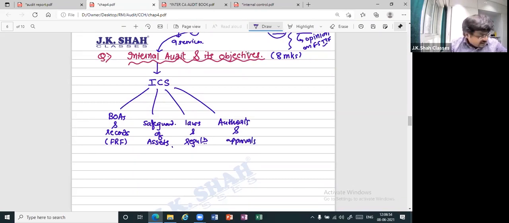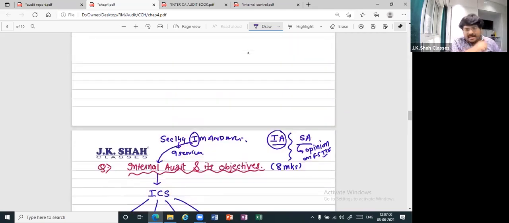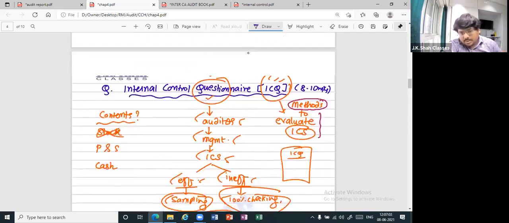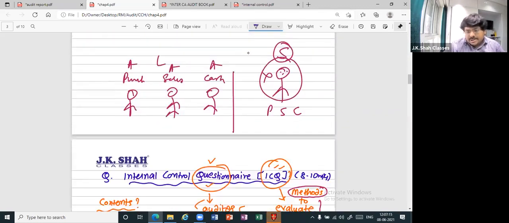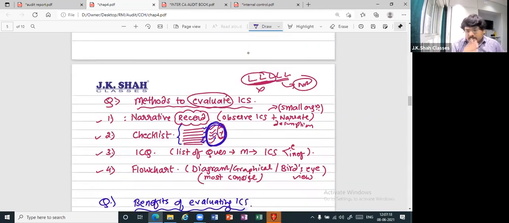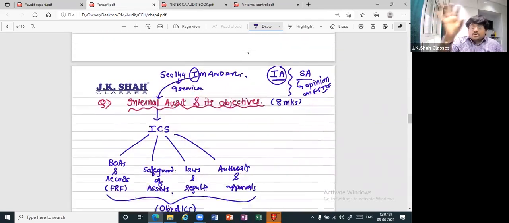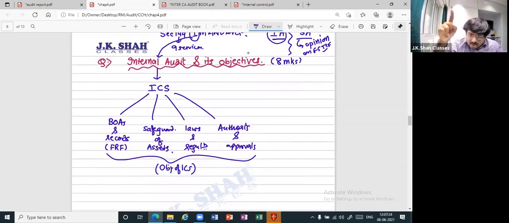If you appreciate, these are very similar to the objectives of ICS. If you remember, today we started with the objectives of ICS. I hope safeguarding of assets, transactions being recorded, authorizations being recorded are all there. Only thing is, instead of recorded versus actual, I have written laws and regulations. Apart from that, it's the same thing. So whatever the objectives of ICS are, who has to take care? The internal auditor. It is the internal auditor's duty to check the ICS and see whether all the objectives are achieved or not. It means it is not only checking ICS, it is checking the supporting functions of the ICS also.